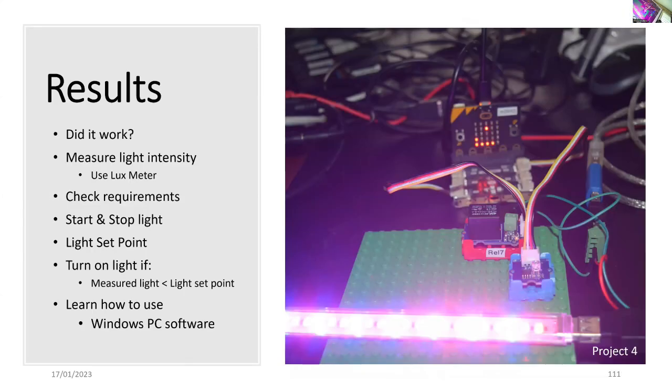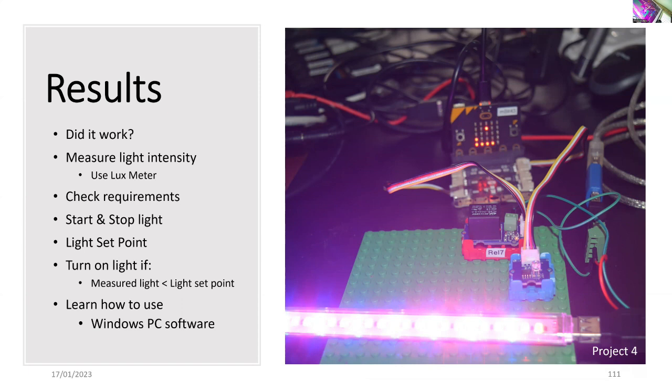Okay, so did it work? And what was the value of the light intensity? There's a light meter on hand, so you can actually compare, when the relay is on, what the light level is compared to the ambient lighting, and you can see what contribution this light strip is making.